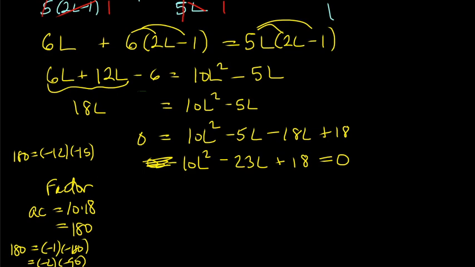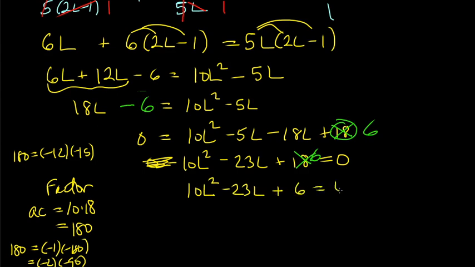Yep, so this was supposed to be 18L minus 6. So we were supposed to add 6 to both sides. So this should have been a 6 here. So yeah, the equation we were looking for is 10L squared minus 23L plus 6 equals 0. All right, now let's see if that works.